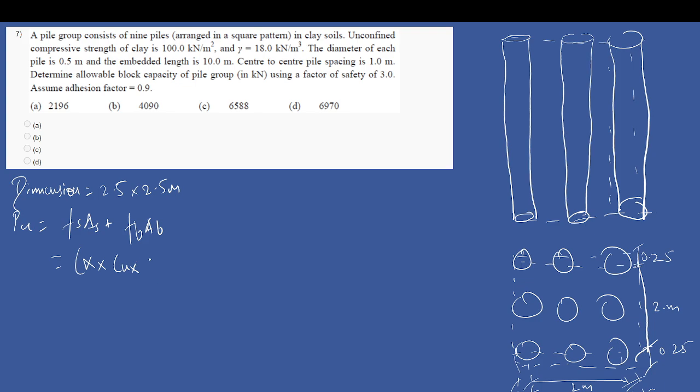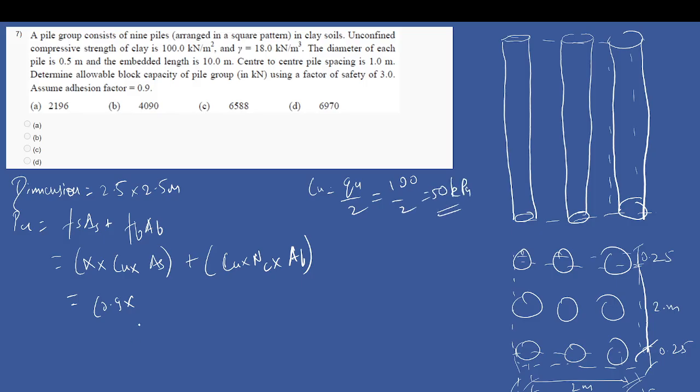So your Fs is none other than alpha into Cu into As, which is pi into D into L. And the tip bearing will be Cu into Nc, and Cu into base area, basically. So alpha is 0.9, Cu again 50. Unconfined, okay, so your Cu is Qu by 2, 100 by 2, so that will be your 50 kPa.